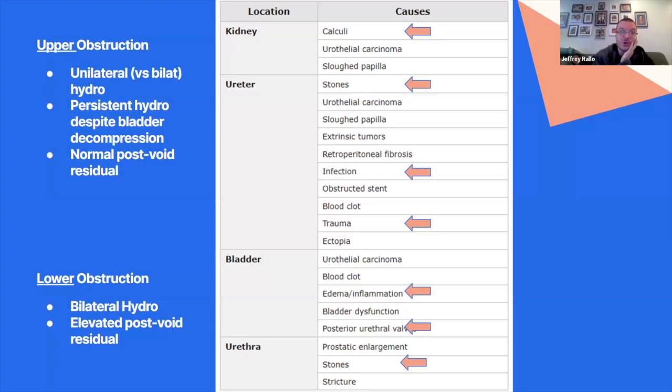Conversely, a lower obstruction, you'll always have bilateral hydro because it's after the two ureters combine, so it'll backflow on both sides, and you will have elevated post-void residuals because the obstruction is distal to the bladder.